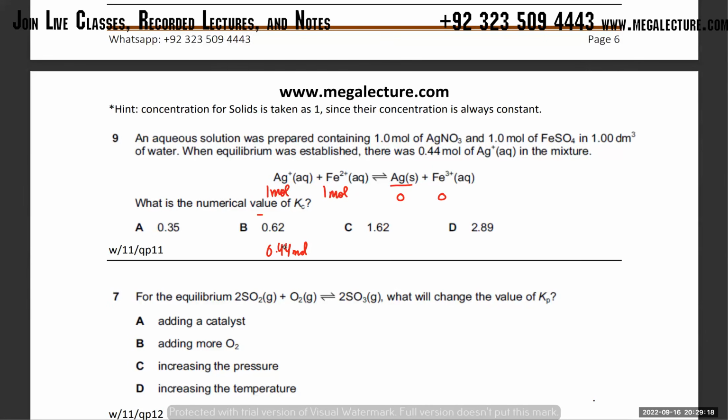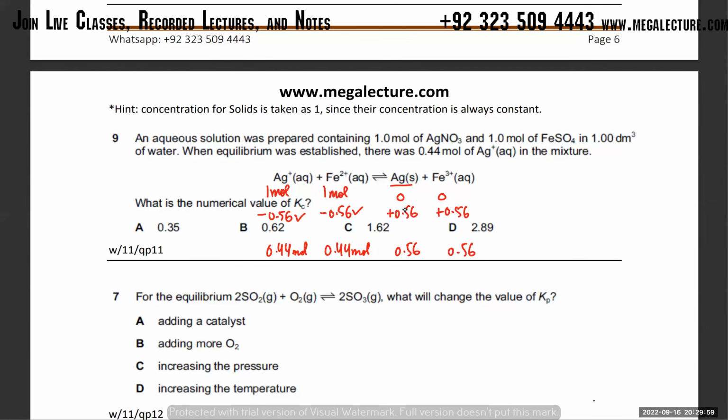So that means 0.56 are gone. 0.56 have reacted. And it's 1:1, so 0.56 of Fe2+ would also have reacted. That also goes. So you started off with 1 mole, now 0.56 are gone, so you're left with 0.44 moles. And if 0.56 are reacting with 0.56, it's 1:1. So over there 0.56 will get produced. So you're going to get 0.56 over here, and 0.56 of this will also get produced. So final equilibrium moles for this will be 0.56. This will also be 0.56.